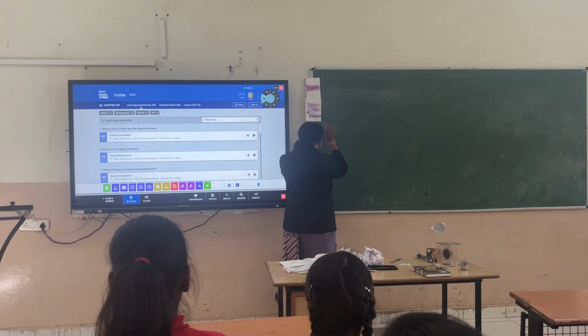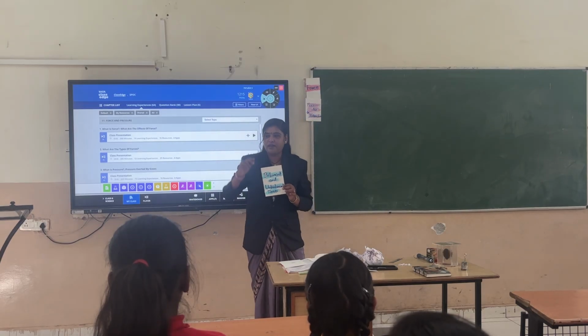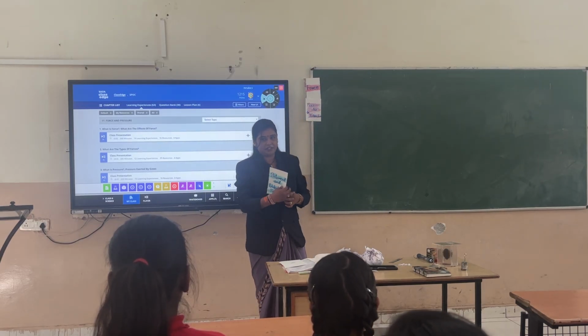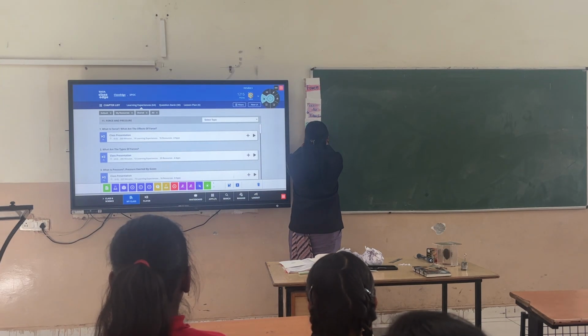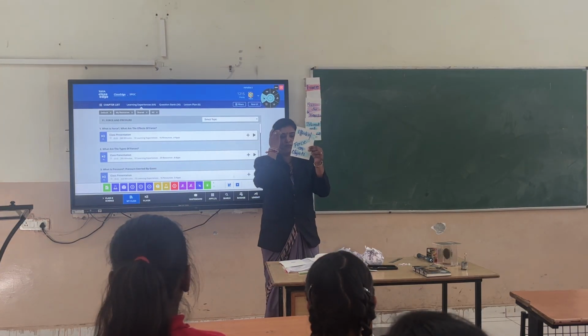And the third concept we are giving here is balanced and unbalanced force. There are two different types of forces that we will discuss later on. Just have it as an objective. And the next objective I am going to show you is the effect of force on an object.